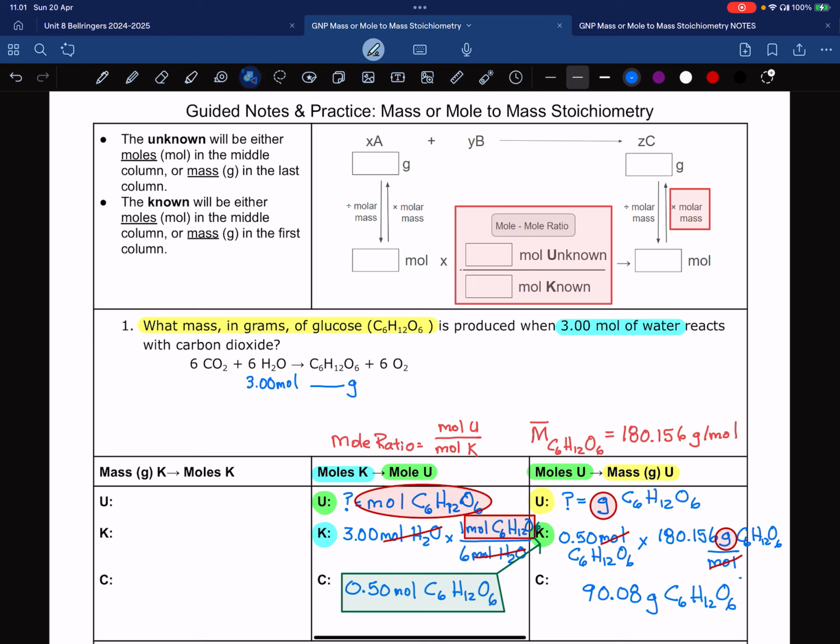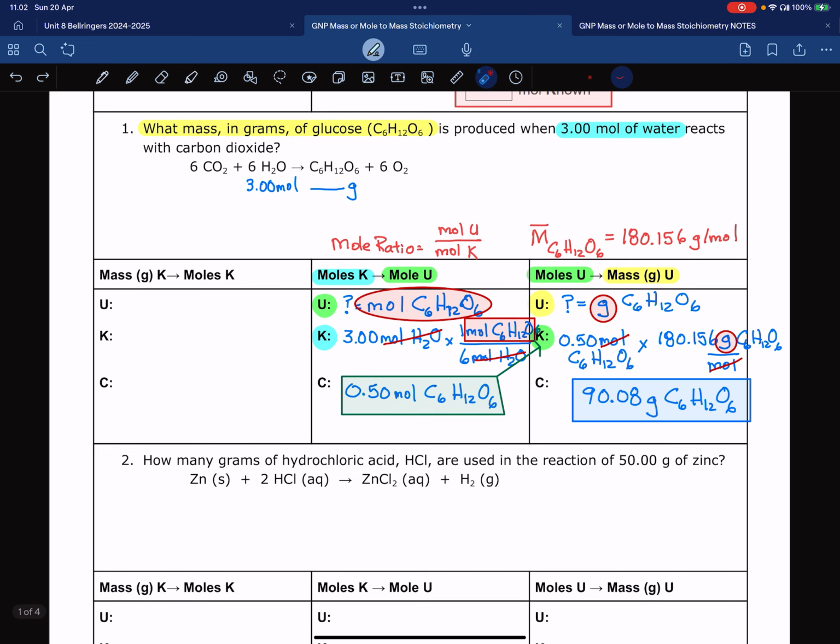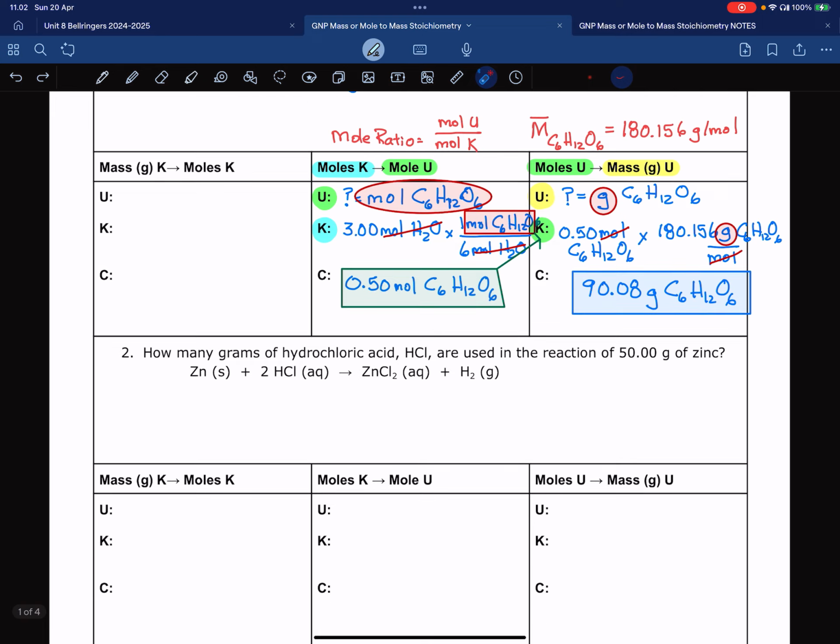And that is my final answer. So basically what this told me was, if I put 3 moles of water in here, then I am going to get 90 grams of glucose out the other side. Okay, so there you go. Now, we're going to move on to the next one, using exactly the same skills, exactly the same techniques.